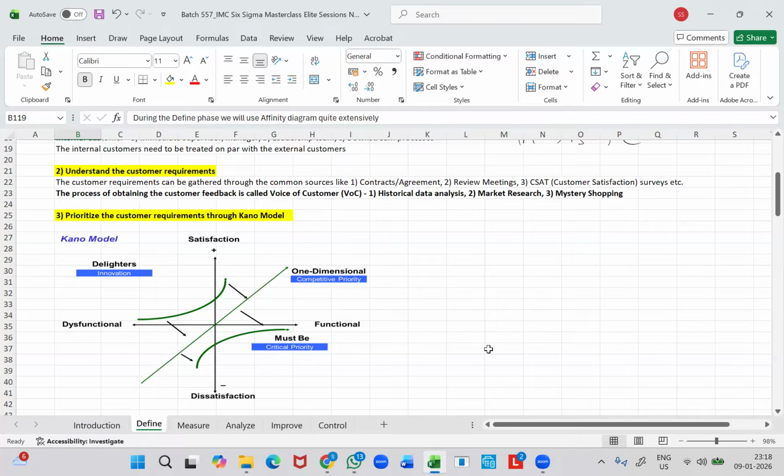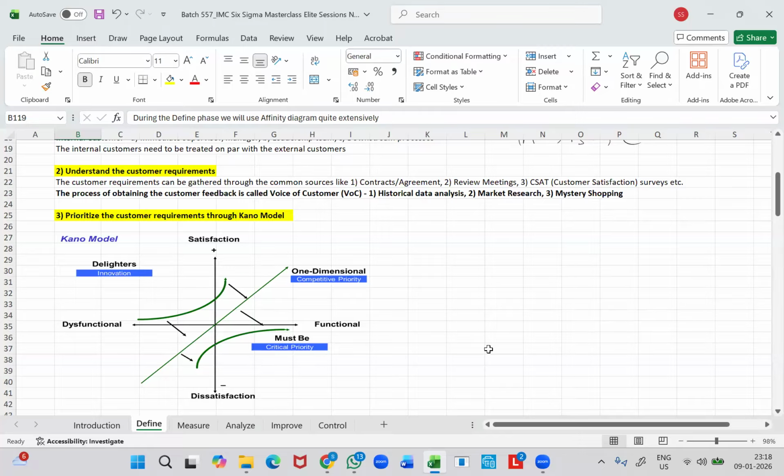And which one would you prioritize? Obviously, the must-be needs are to be prioritized if you are falling short of them, followed by the one-dimensional or the satisfied needs. And then finally, we will look at fulfilling the delighted needs. One more thing that we clearly understood was that all these three categories of customer needs will not be the same for each and every customer. It may vary from customer to customer. What is must-be to me could be a delighter for someone else. That is why it's important for us to understand the customer.